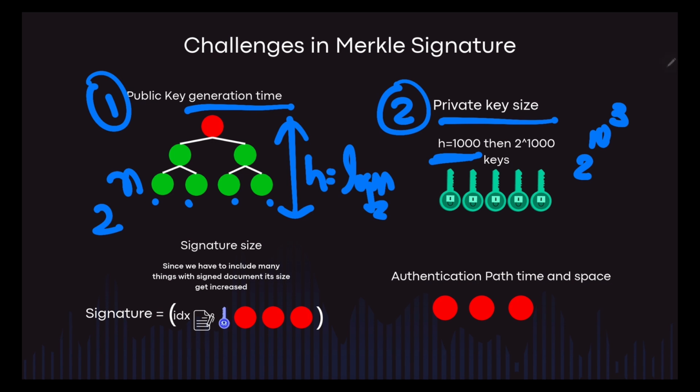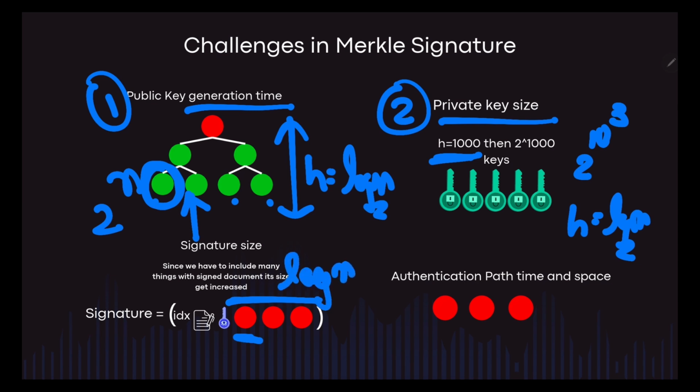Similarly, what we have observed in the earlier slide is that if we consider this index, then similarly this node will also be considered over here. So if the height is h, which is equal to log n to the base 2, then here the number of nodes which we need to consider is of the order of n minus 1. So if n is larger, then this size will be an issue.